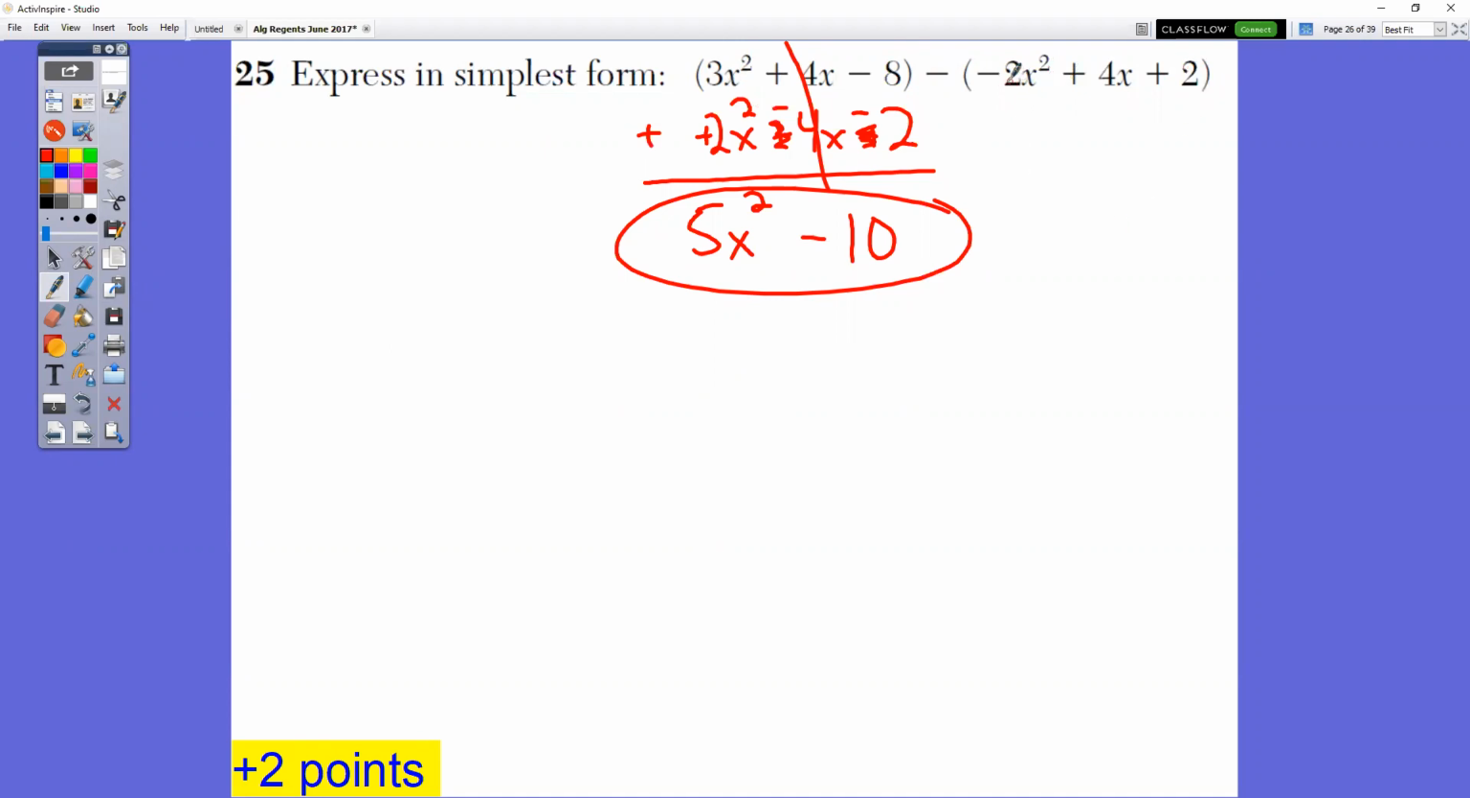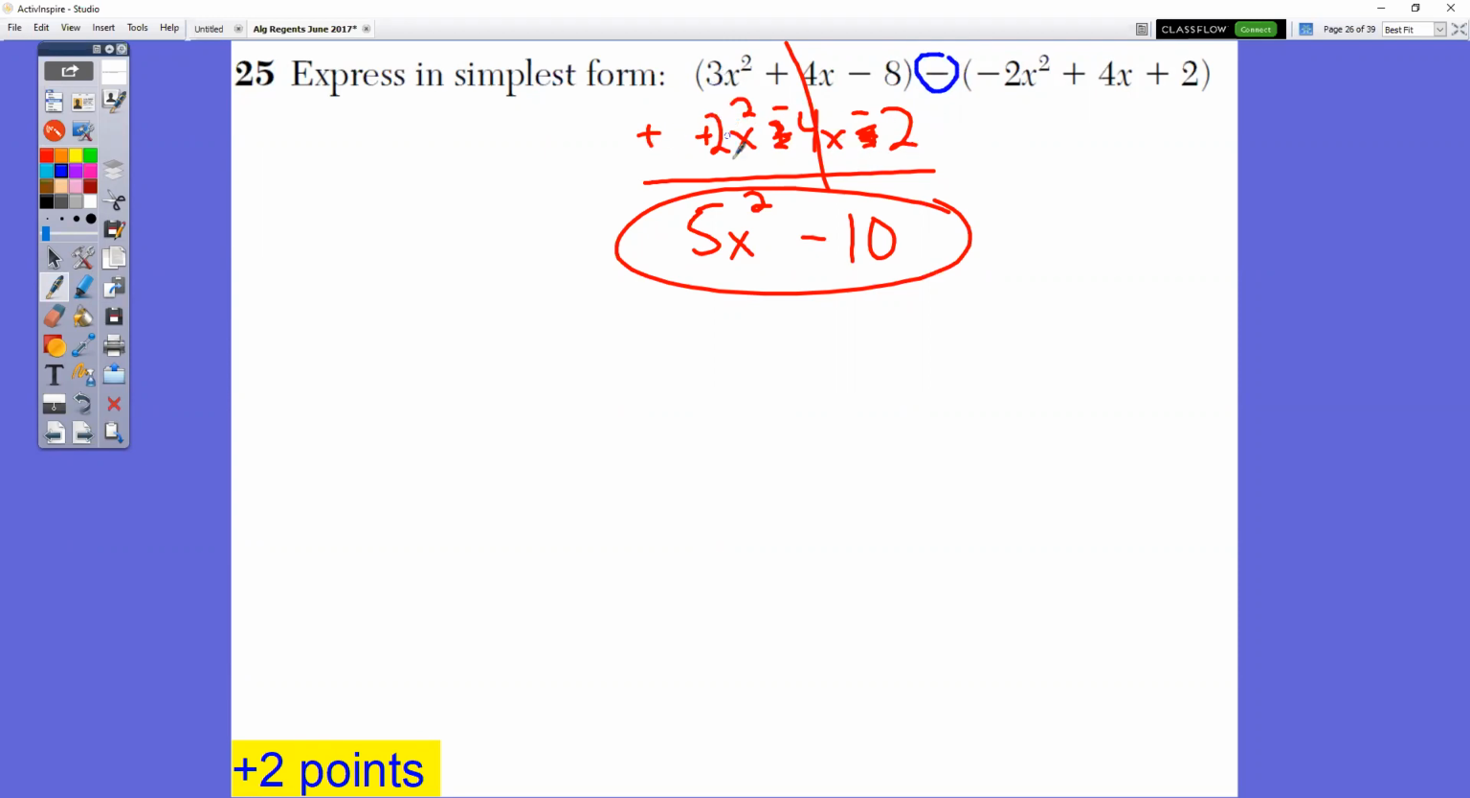What you want to do in a question like this is line up your x squareds underneath your x squareds, your x's underneath your x's, your plain numbers underneath your plain numbers. This is a subtraction question, so we would put a minus sign out here. But remember when we did this, we changed the minus sign to a plus sign and then changed all the signs in that second term because we're really adding the opposites, all right?